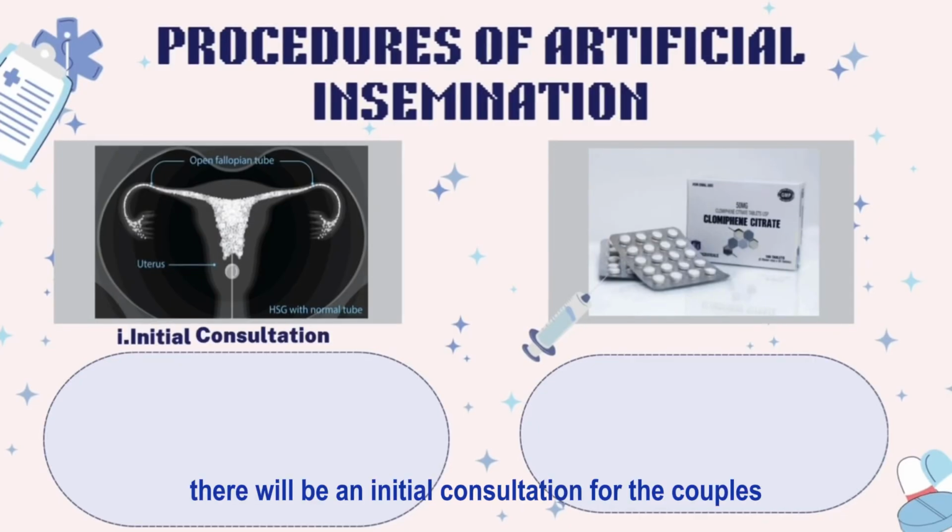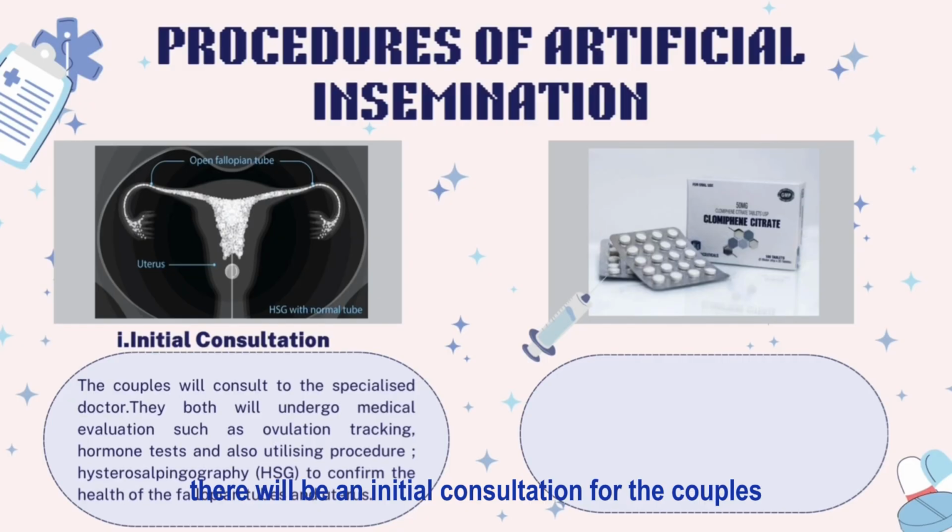Firstly, there will be an initial consultation for the couple with the specialized doctor. They both will undergo medical evaluation such as ovulation tracking, hormone tests, and also the procedure hysterosalpingography (HSG), which is an X-ray procedure used to visualize the uterus and fallopian tube to confirm the health of the fallopian tube and uterus, whether there is blocking or damage to the fallopian tube.